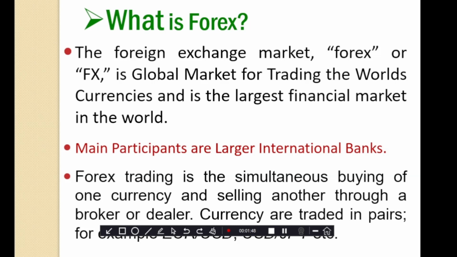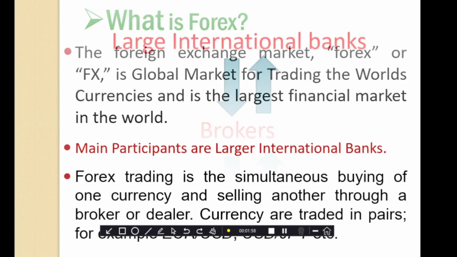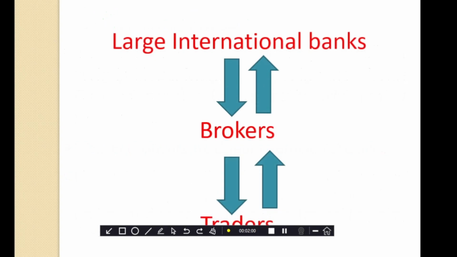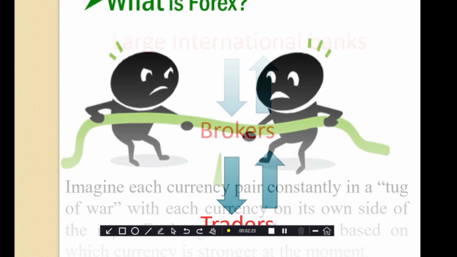Forex trading is the simultaneous buying of one currency and selling another through a broker or dealer. Currencies are traded in pairs. For example, you have the Euro USD, the USD Japanese Yen, the Euro CAD, and so on. So, brokers are the go between the larger international banks and the traders, offering to the traders a series of services through their websites.